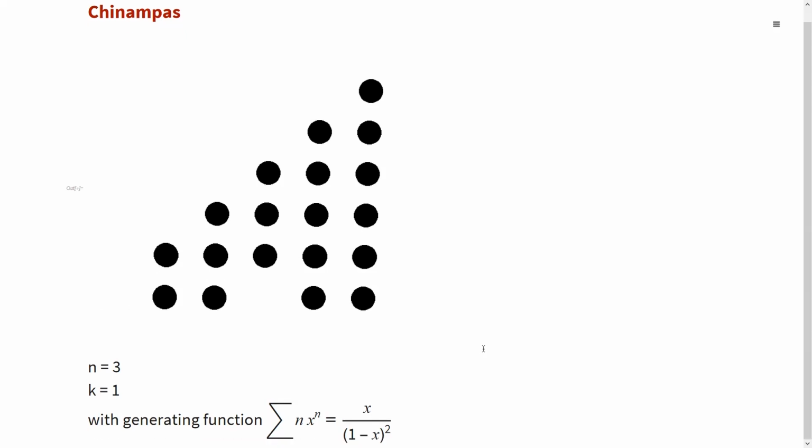And for that, we usually study a generating function. So you have the sum of x to the n multiplied by the number of solutions to the system, in this case n. So you have the sum of n x to the n.